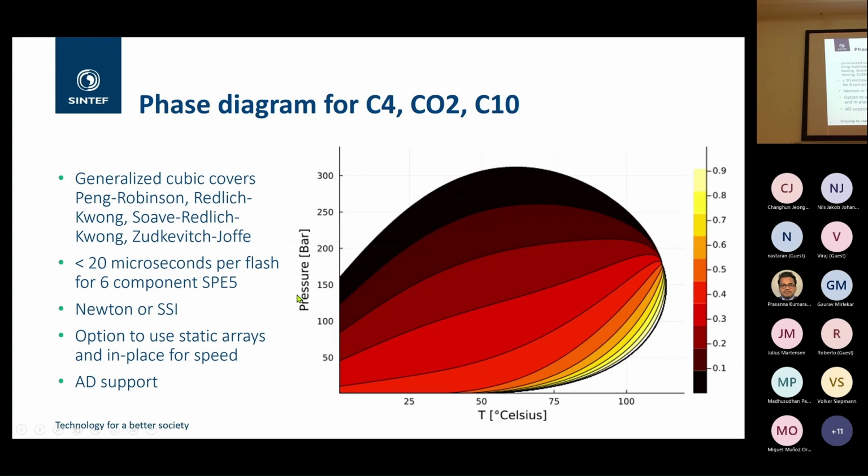And solving a flash for the SPE5 benchmark, which is a standard 6-component benchmark, you have less than 20 microseconds to solve the entire flash system, which is quite good, I think. And you have some options to use, like static arrays and doing in-place updates if you really want fast flashes. So it is quite flexible in that you can just call the flash, but if you need to call it a million times, then there are options for doing it in place.